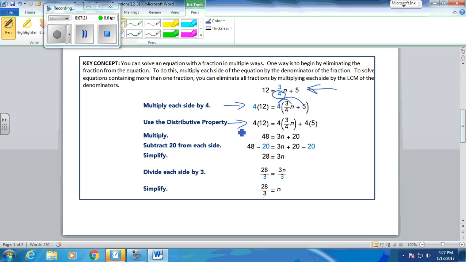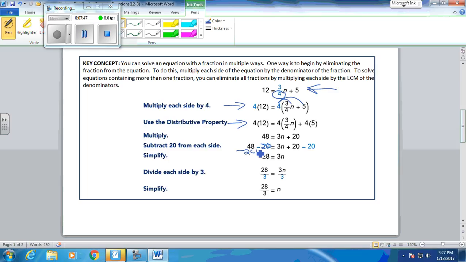They then simplify that. 4 times 3/4 will give you 3n. When you multiply by the denominator, you should just end up with a whole number. And then plus 20. Then they're showing their work a little bit differently than I would. They're showing the minus 20 right here. I would show the minus 20 right here. No big deal. They're leaving themselves with 28 equals 3n, dividing, and then getting their answer.